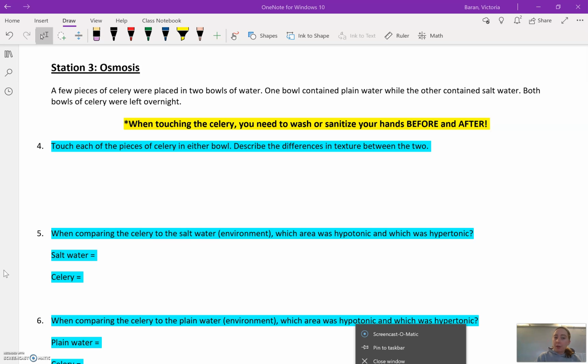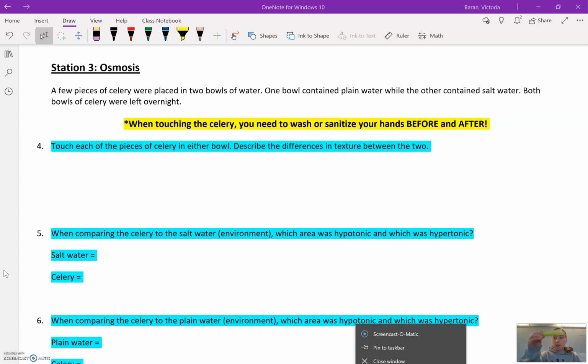So I have some celery. I put it in 2 bowls. So in one bowl I just had water, plain water, and in the other bowl I just had salt water. So I'm gonna describe to you and show you the differences in terms of texture for each one.